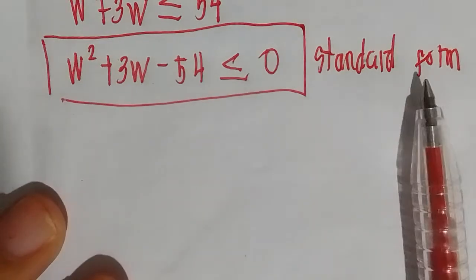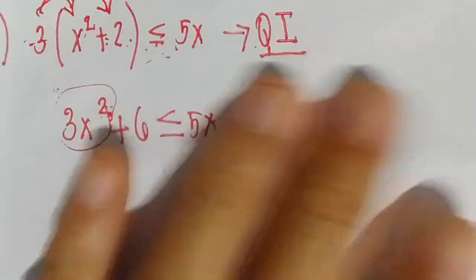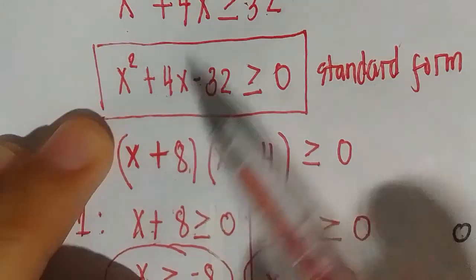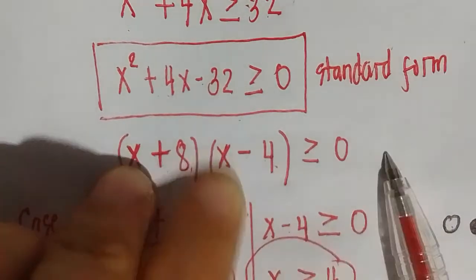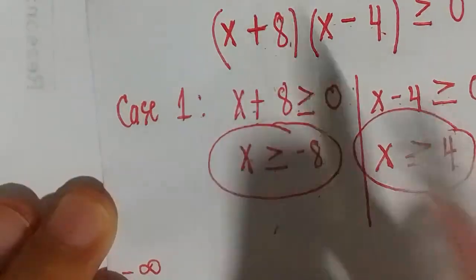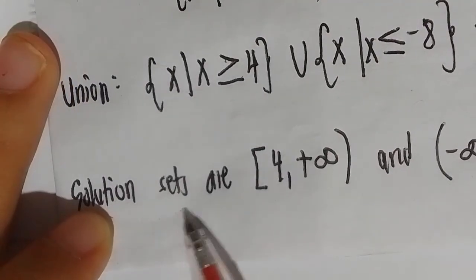Next, we solve the quadratic inequality, the same as what we did earlier in the example for test 2. Since it is in standard form, you factor, and then solve for case 1, case 2, and the union, so you can finally get the solution sets.